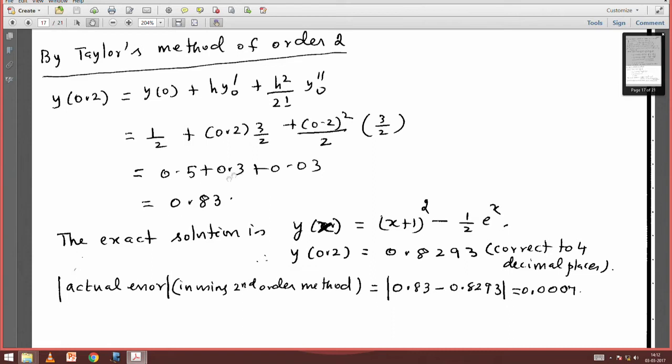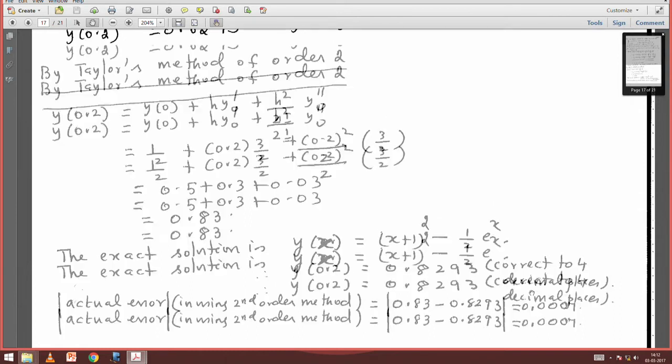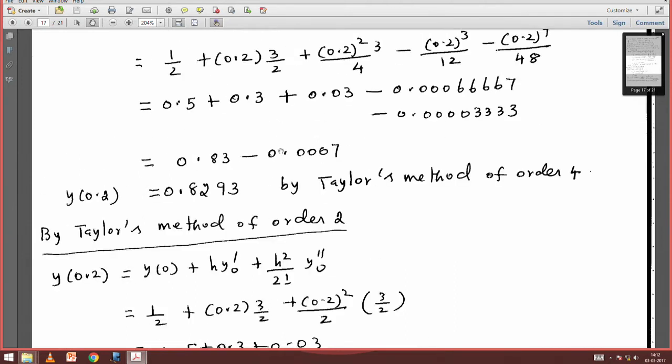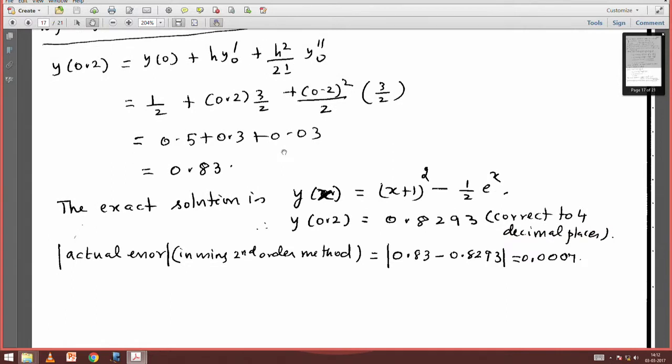So, what is the actual error when we use the second order method? The solution computed numerically is 0.83, the exact solution gives 0.8293. So, the error that is occurring in this computation is 0.0007, whereas when we require the solution correct up to 4 decimal places and use Taylor's method of order 4, we see that the method of order 4 and the exact solution match up to 4 decimal places.